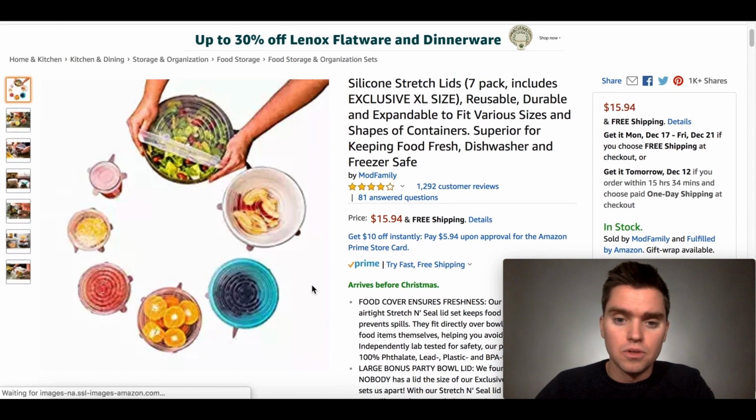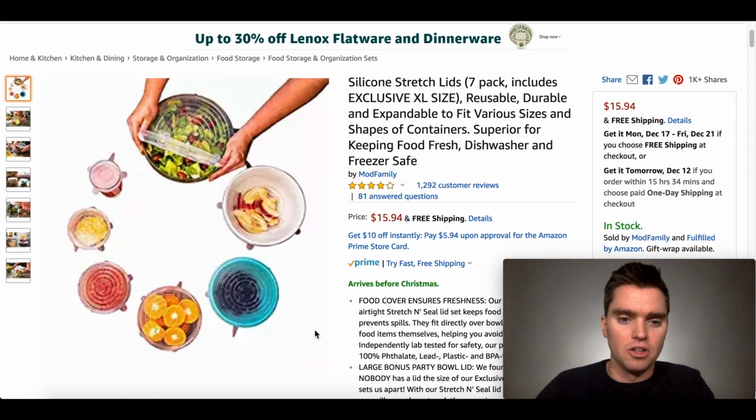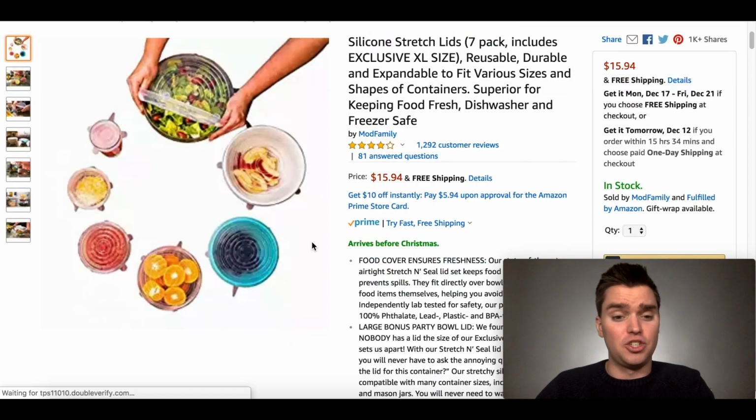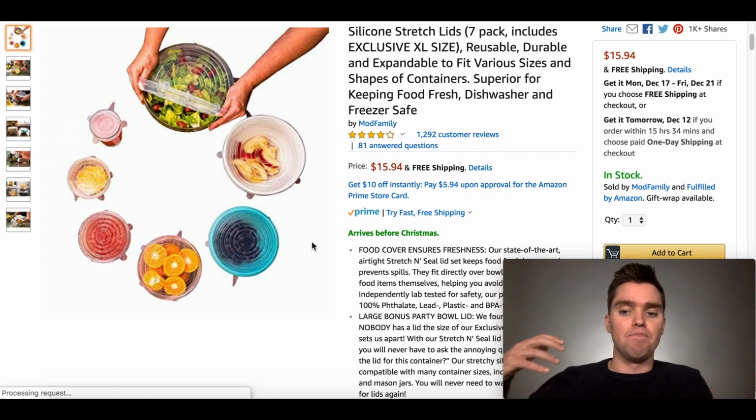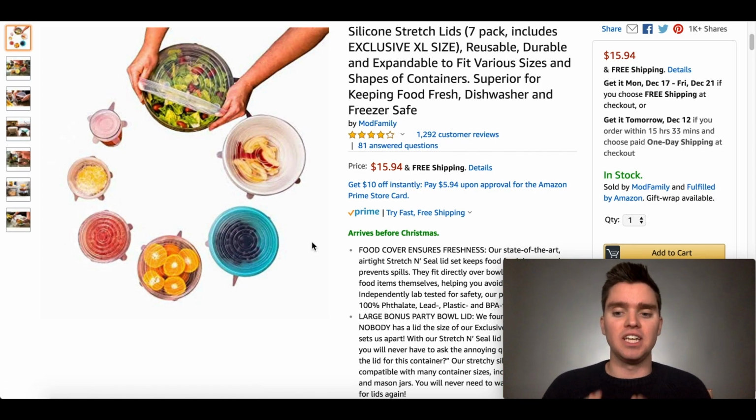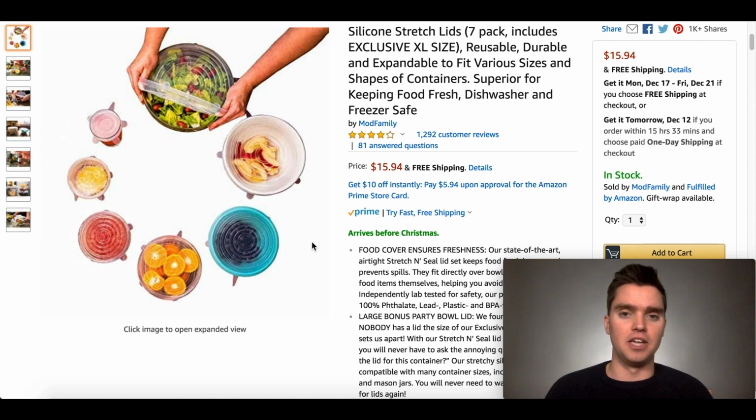Silicone reusable by Mod Family. Okay, so maybe this isn't a name brand product per se, but it looks very much the case. Unless you have a clear idea for differentiating, I would definitely not go into this category. Again, because it's too competitive, and categories and products being overly competitive is one of the biggest issues that I find new sellers running into, right? They launch products that are way too competitive and they haven't properly differentiated.